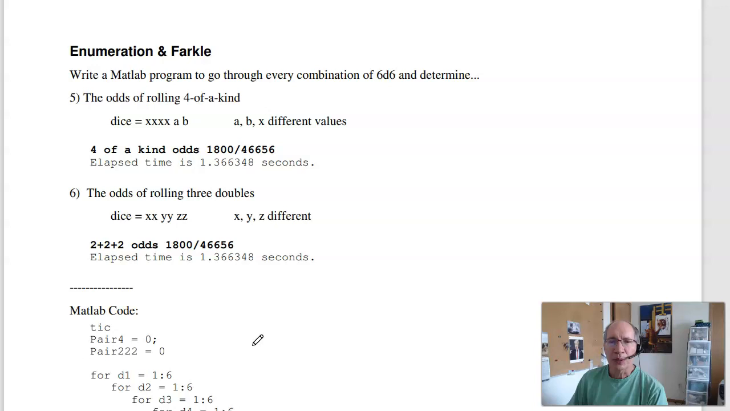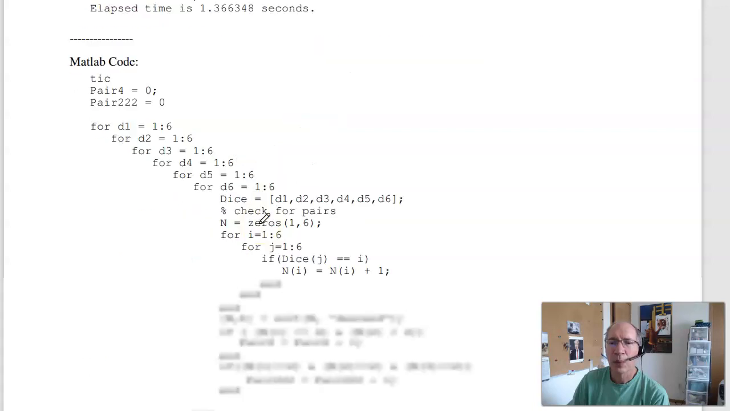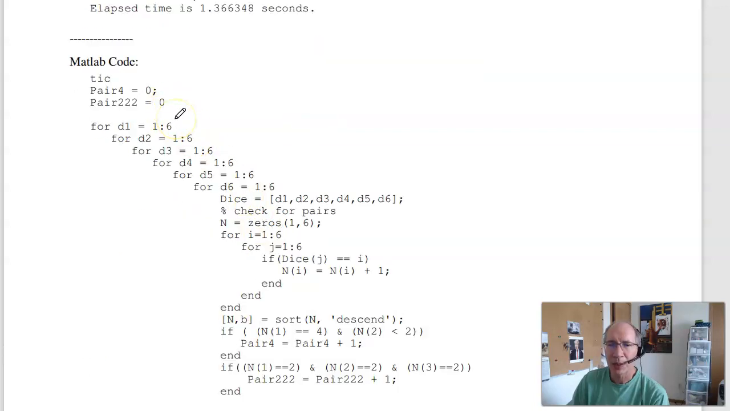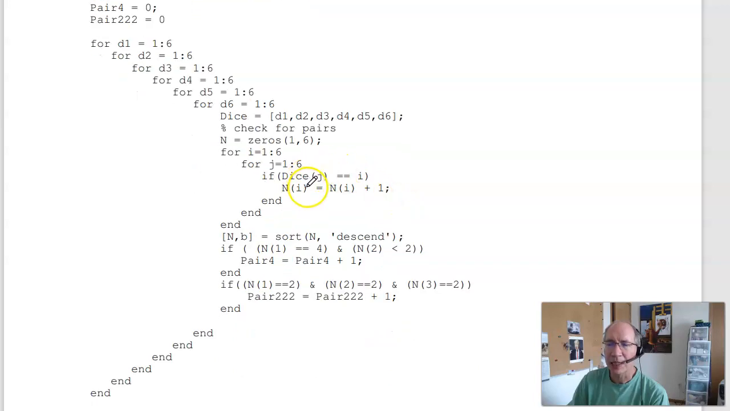Problem number 5 is with MATLAB, where I can do enumeration. For example, if I want to do Farkle, where I roll 6 six-sided dice, what's the chance of getting 4 of a kind? So here I've got 4 numbers that are the same, and the other 2 dice don't match. What I can do in MATLAB is write this code. I'm going to go through every combination. The first die is 1 through 6, second, third, fourth, fifth, sixth. There are my die rolls. I'll then count how many pairs: how many 1s do I have? How many 2s? How many 3s?